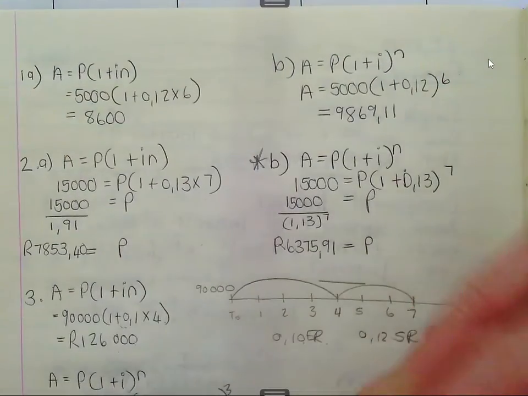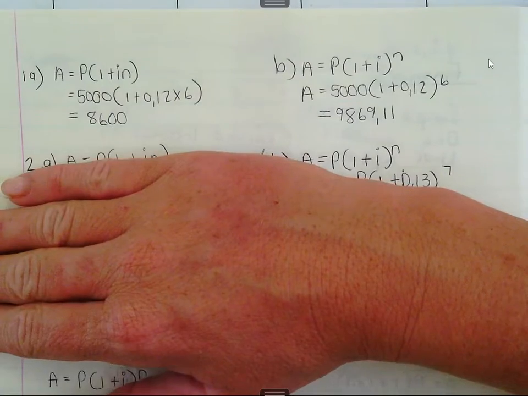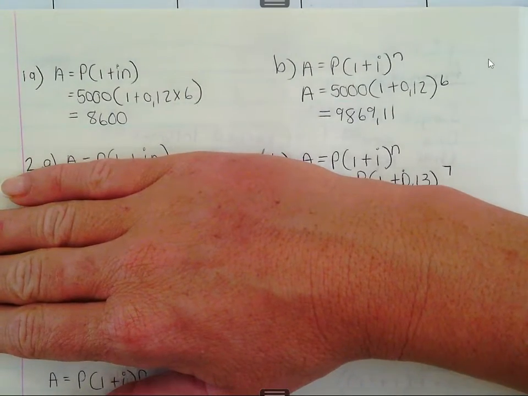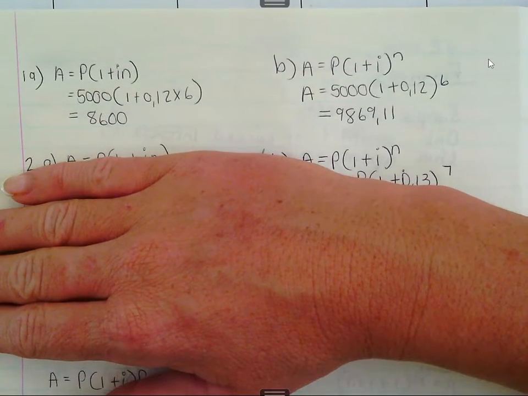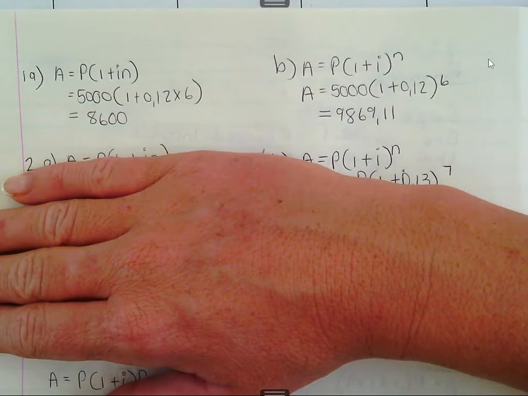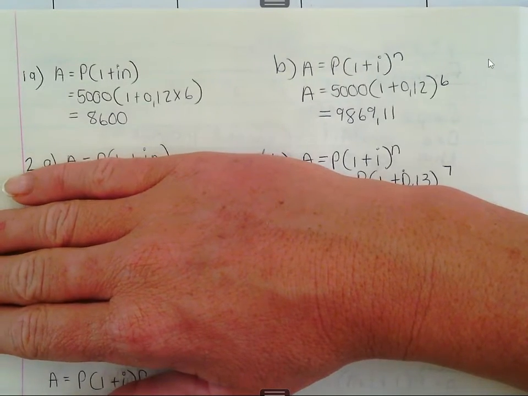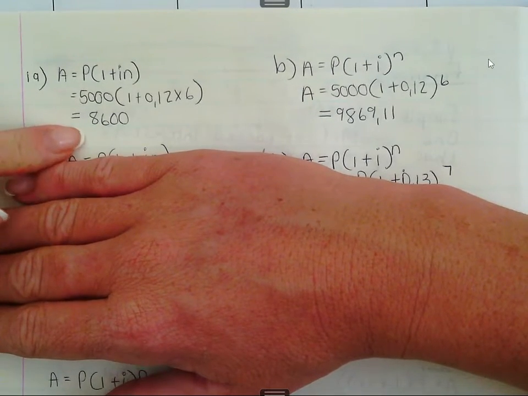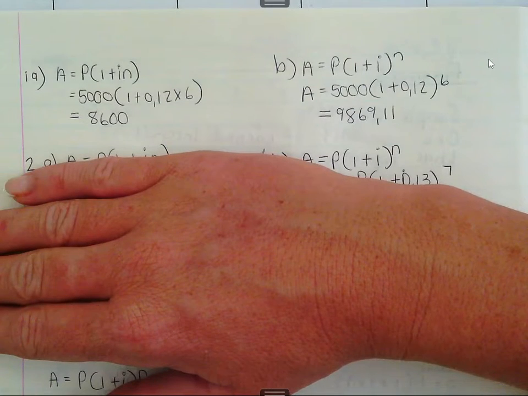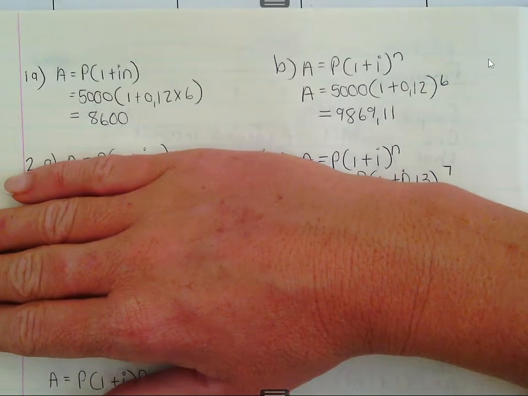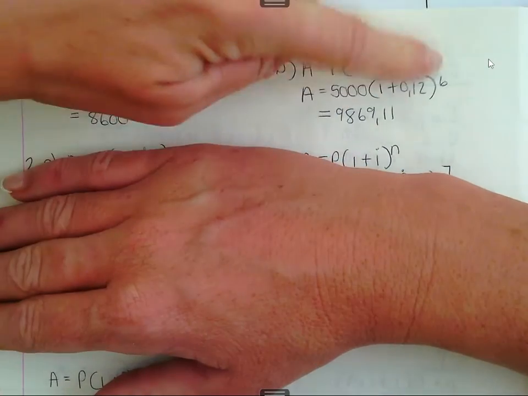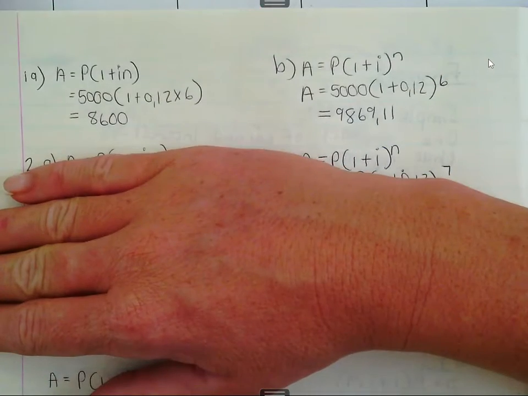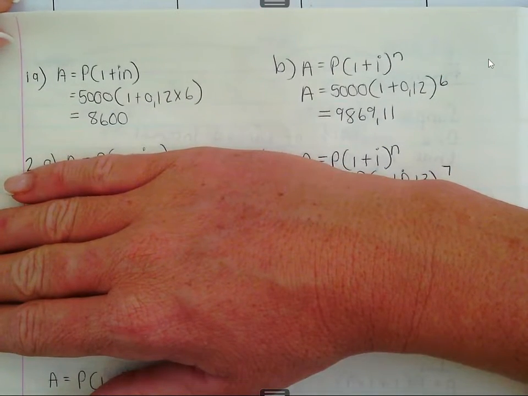Question 1a, you all understand that it was not two consecutive actions happening there. It was two different setups. The one is simple interest and the other one is compound interest. So for simple interest, you use the formula and then you get 8,600. That's the end of it. The second one was for compound interest. Then you use the compound interest equation, so it's to the power of 6. And you get 9,869.11.